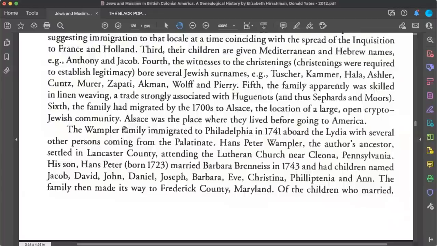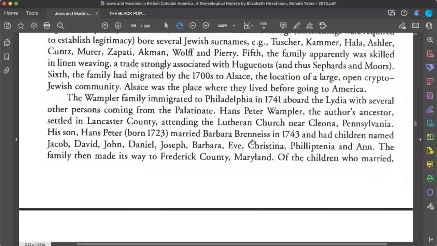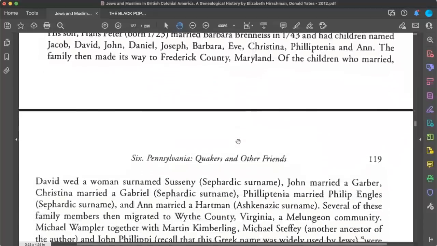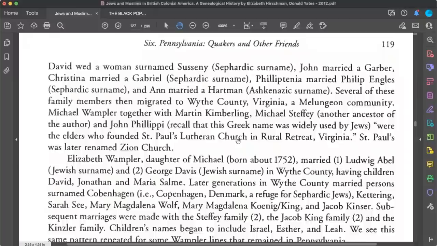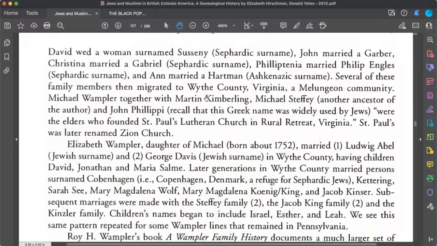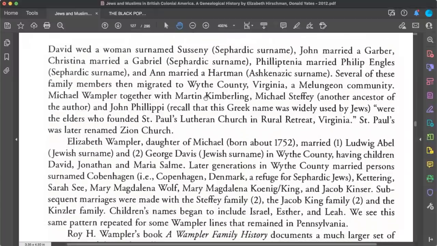His son, Hans Peter, born 1723, married Barbara Bernice in 1743, and had children named Jacob, David, John, Daniel, Joseph, Barbara, Eve, Christina, Philip, Tina, and Anne. The family then made its way to Frederick County, Maryland. Of the children who married, David wed a woman surnamed Susani, Sephardic surname. John married a Garber. Christina married a Gabriel, Sephardic surname.